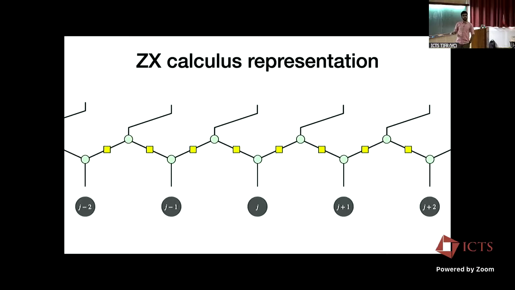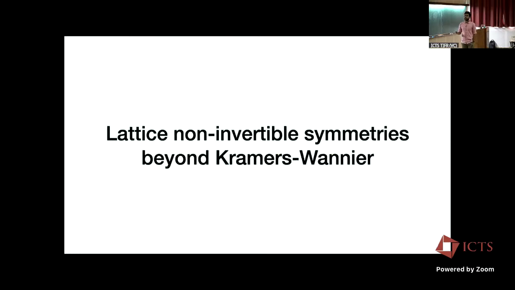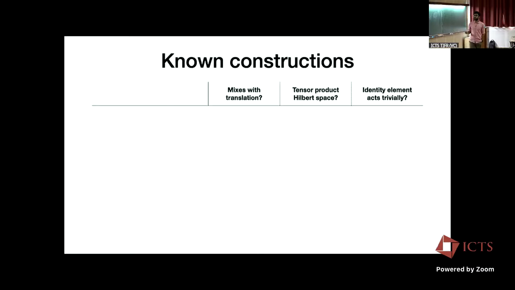And the goal of this talk is to find some diagrammatic calculus like this for more general non-invertibles beyond the ordinary Kramers-Wannier. So before doing that, let me at least classify some of the known constructions of Kramers-Wannier type symmetries. So I asked 3 questions of every construction. If you look at the algebra under fusion, does it mix with translation? Does it act on a tensor product Hilbert space? And does the identity element act trivially? So is the identity element represented in your symmetry algebra as the identity operator? I asked these 3 questions.